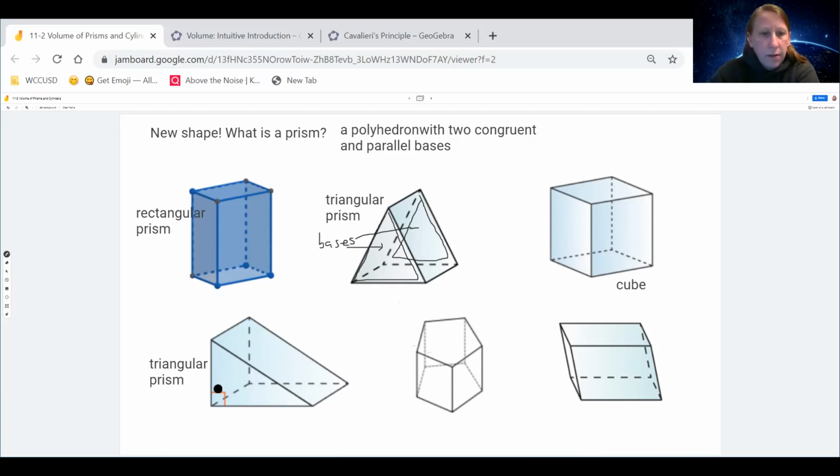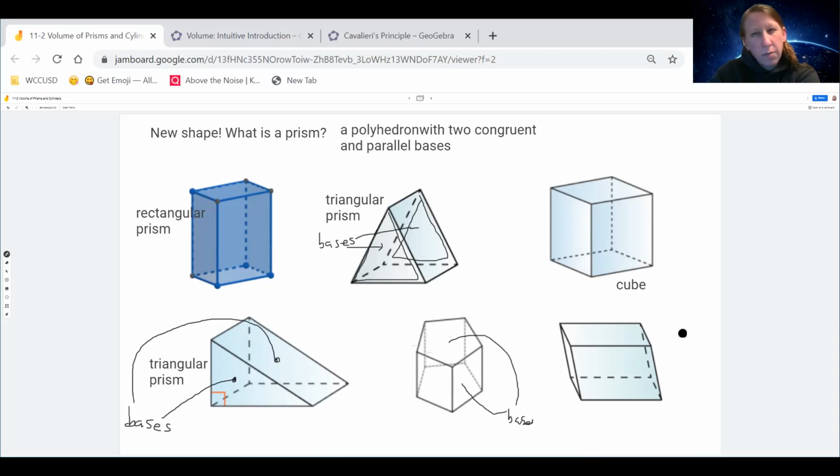So where are the bases here? This is a base, and this is the other base. Bases. Even if it's sitting on a different side, these are the bases of the prism. Here and here are the bases.